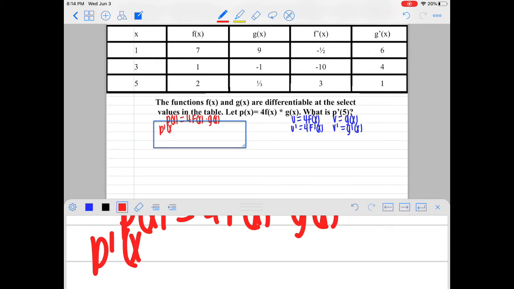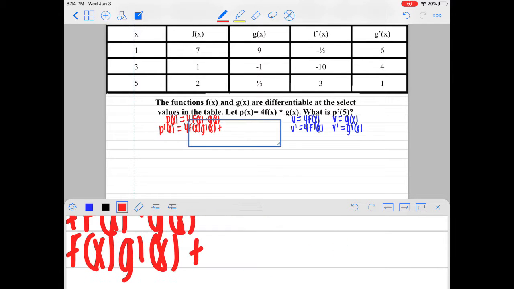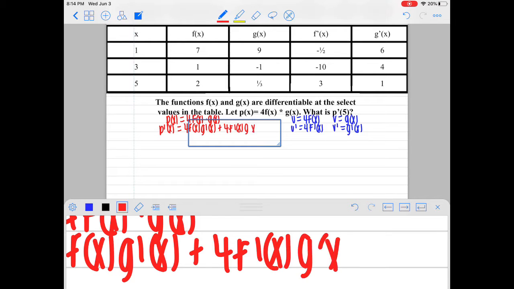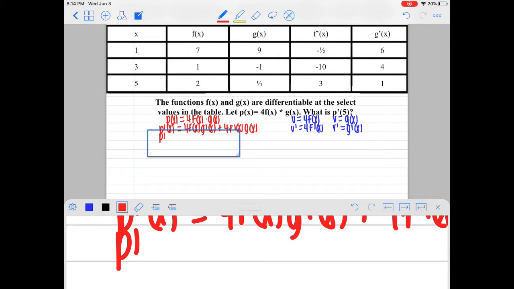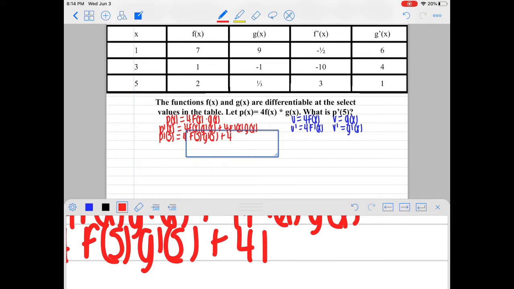So that's going to be p prime of x is equal to the first function times the derivative of the second function plus the derivative of the first function times the second function. And the problem is asking for p prime of 5, so we're just going to substitute 5 in for all the x values as shown, plus 4f prime of 5 times g of 5.